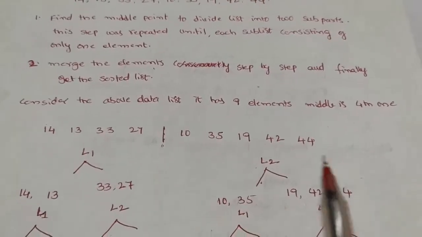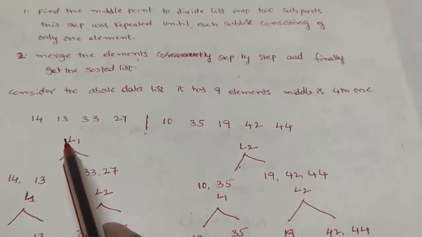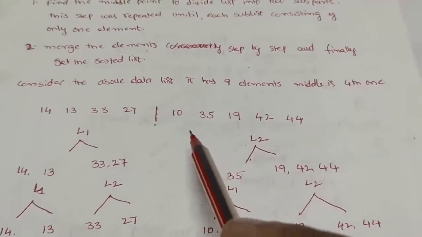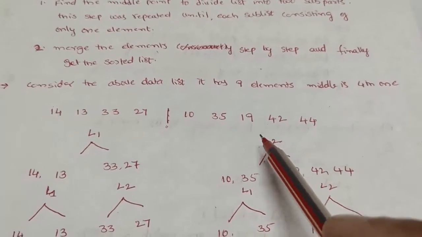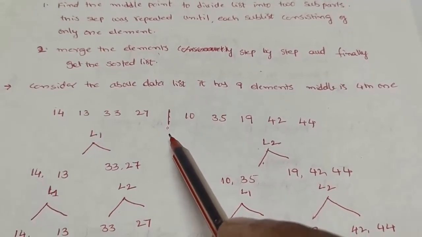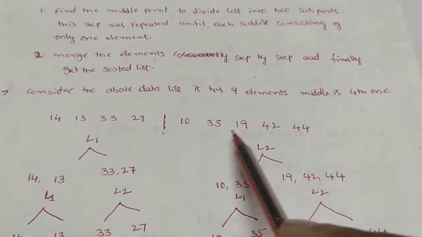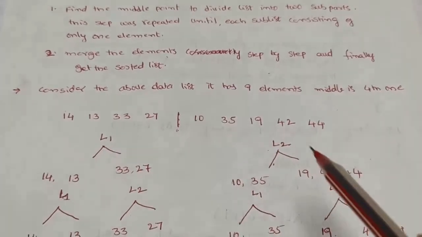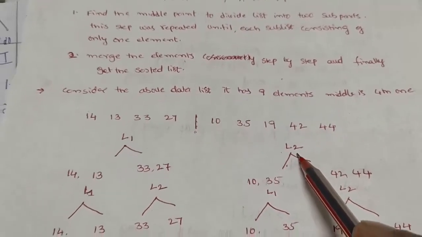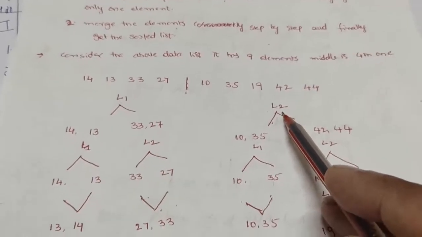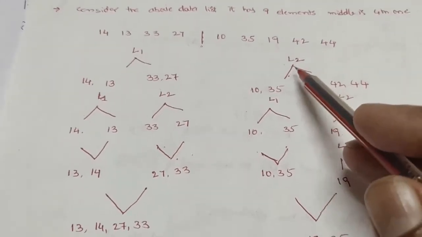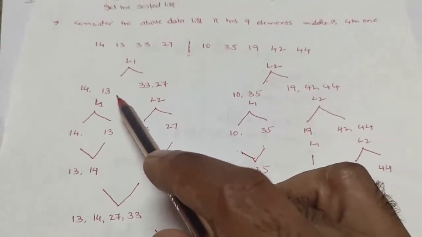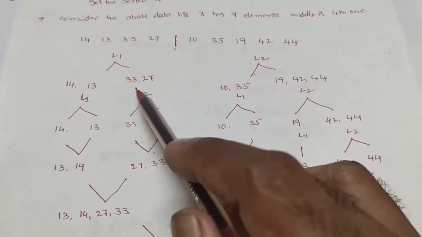Here let us consider these 9 elements: 14, 13, 33, 27, 10, 35, 19, 42 and 44. At the first step, the list is divided into 2 sublists. This is L1, the first 4 elements, and all the remaining elements are in the list L2. We can apply the procedure again and again. Let us clearly consider that the list L1 is again subdivided into 2 sublists, 14 and 13 in one sublist and 33 and 27 in another sublist.